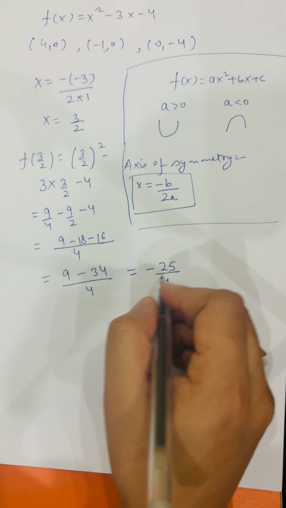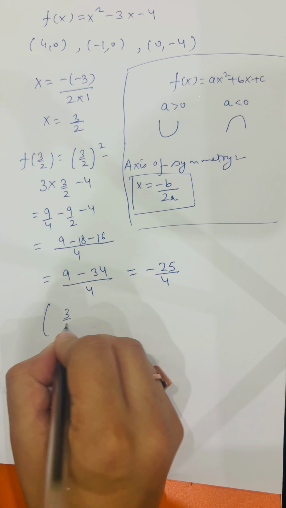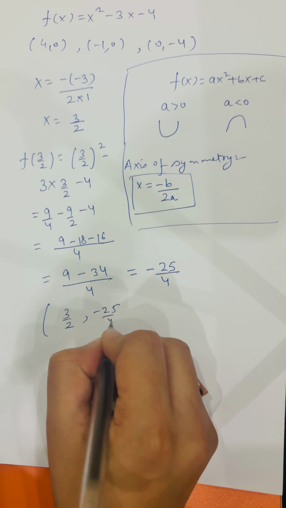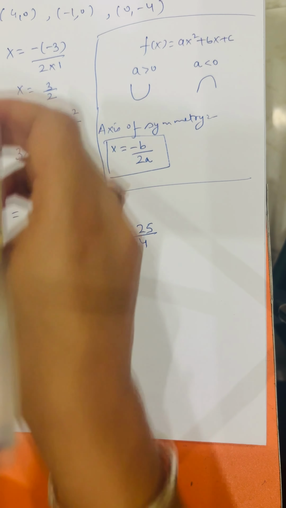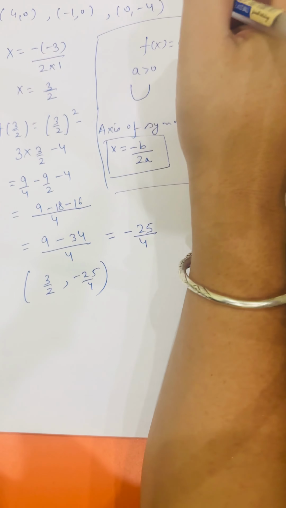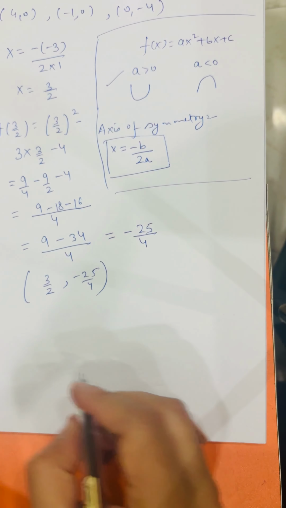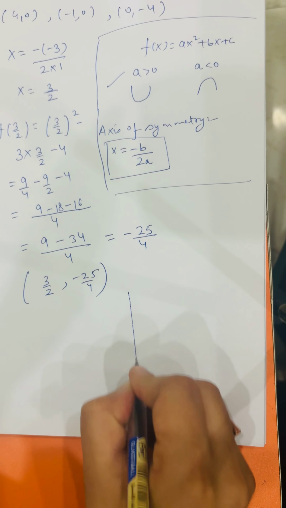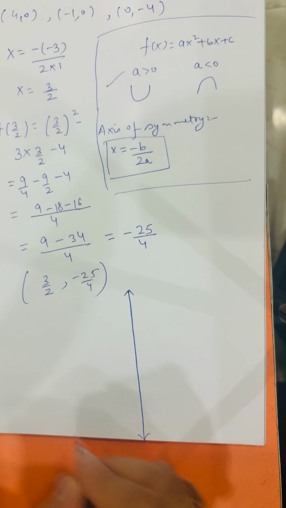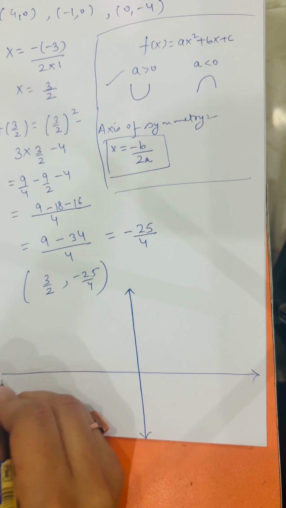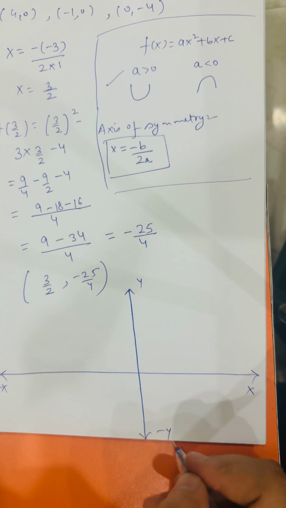Alright, now we got the vertex as 3 by 2 comma minus 25 by 4. We know all the intercepts. Now we can easily draw the graph, and as a is greater than 0, that is 1, it will be concave up in this case. So now let's draw it. Let's draw the axes, the y-axis and the x-axis.